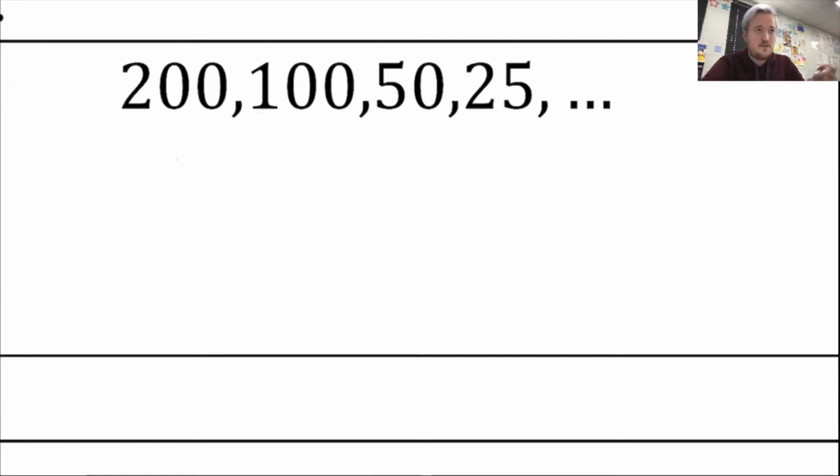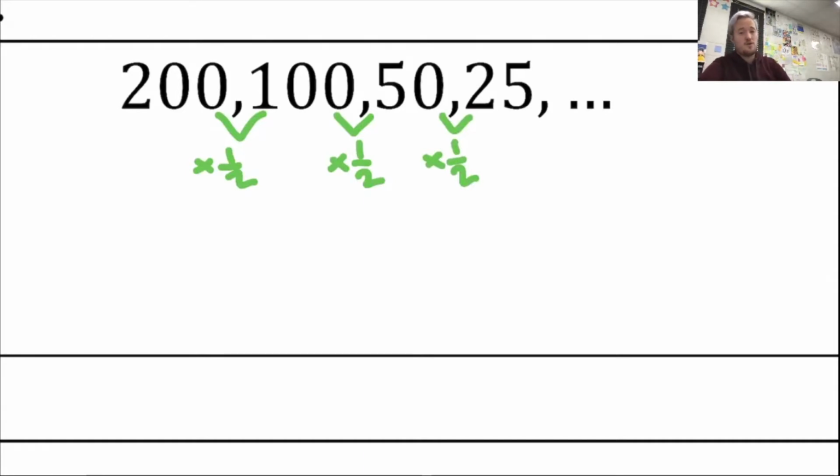So instead of subtraction, now we're going to try division. To go from 200 to 100, multiply by a half. To go from 100 to 50, once again, multiply by a half. 50 times 1/2 will also give you 25. So our change here is times 1/2. Keep in mind, you could also multiply times a fraction for your numbers to get smaller.